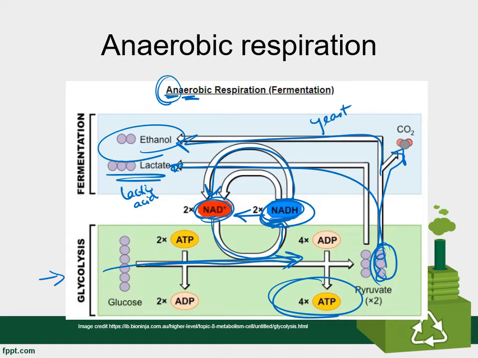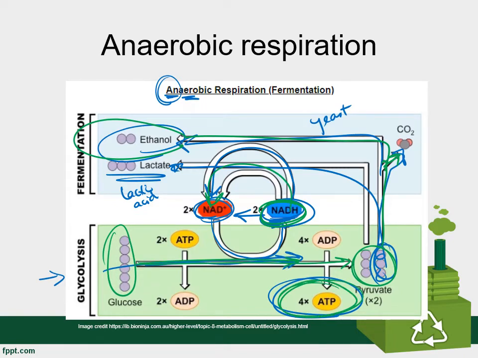So again, we are going to start with glucose, 6 carbons, glycolysis, we're going to make pyruvate, which is 3 carbons big. Yeast will turn those 3 carbon pyruvate molecules into carbon dioxide and ethanol, and then we're going to turn that NADH back into NAD+ so that we can do some more glycolysis and make some more ATP.